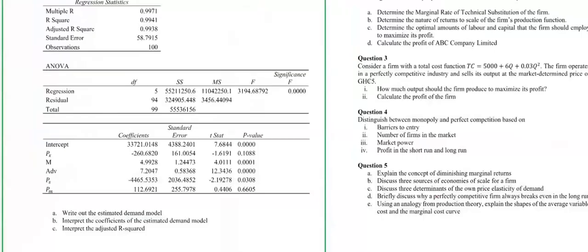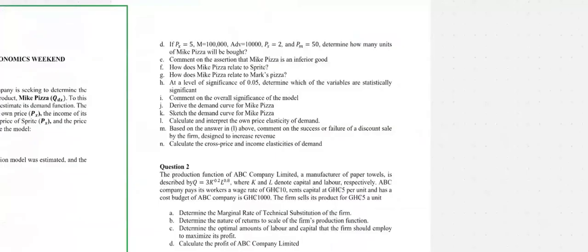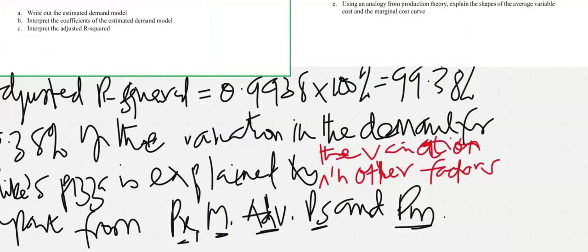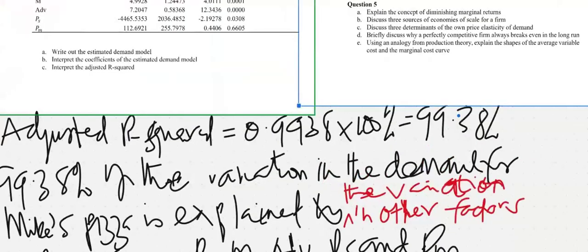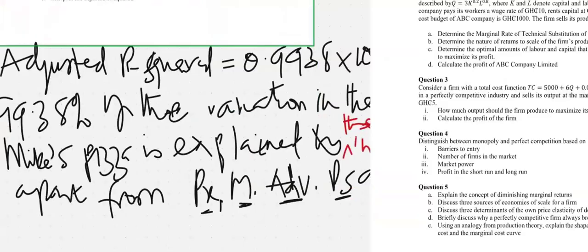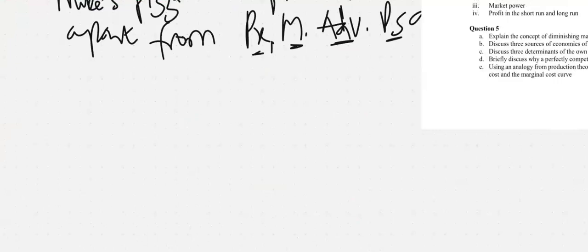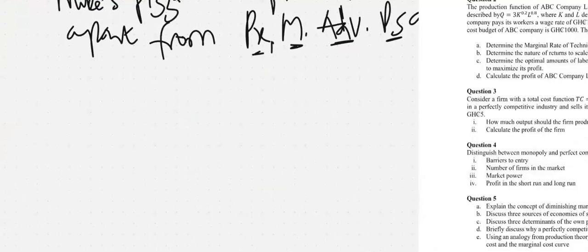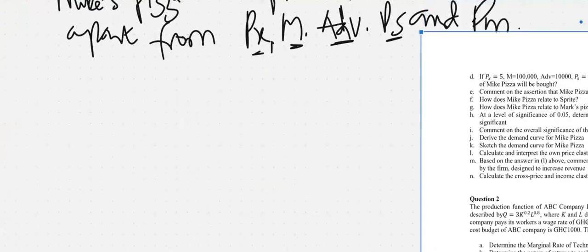D says if PX equals 5, M equals 100,000, and advertisement is 10,000. So let's see what we can do about that. Let me bring this one here. Whenever I need it, I'll just keep it there. Okay, so we're on D.